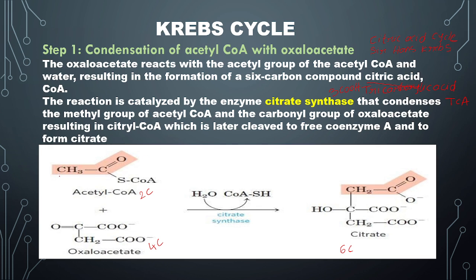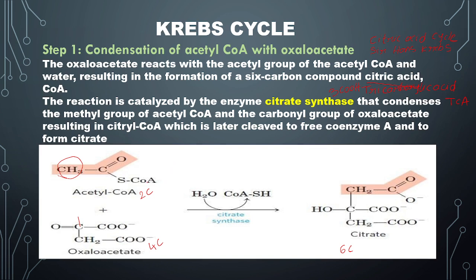CH3 is the methyl group. It condenses the methyl group of acetyl coenzyme A and the carbonyl group of oxaloacetate, resulting in citryl coenzyme A, which is later cleaved to form free coenzyme A and citrate.